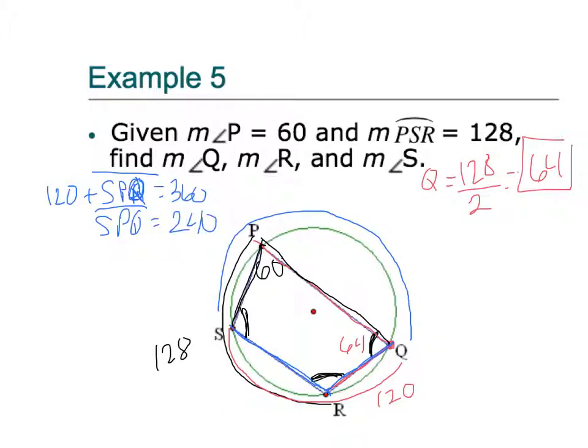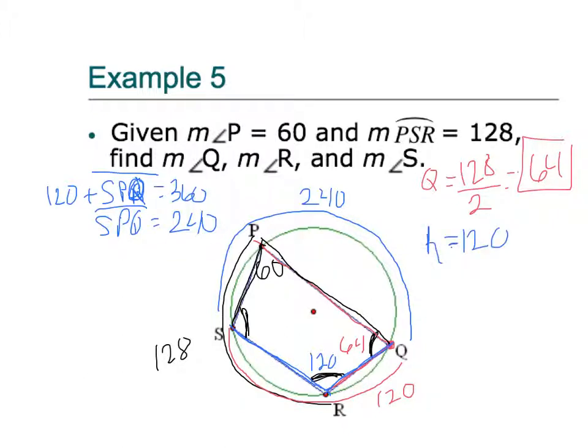Let me write that in. Arc SPQ is 240. And ladies and gentlemen, that's what angle R opens up to. If angle R opens up to an intercepted arc of 240 degrees, angle R is half of that, and I've got 120 degrees. So the measure of angle R is 120.